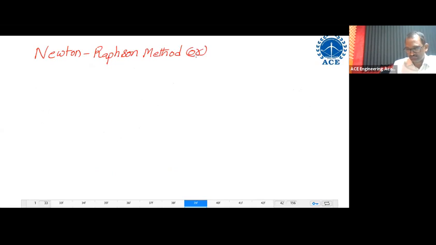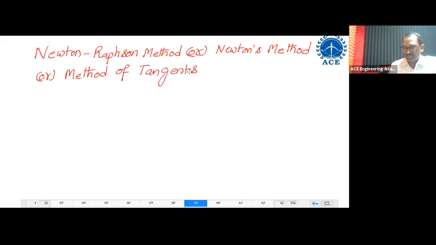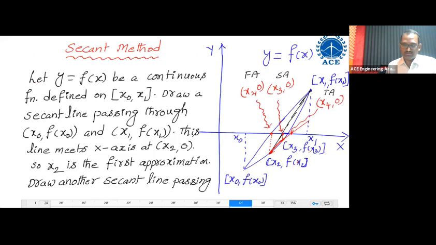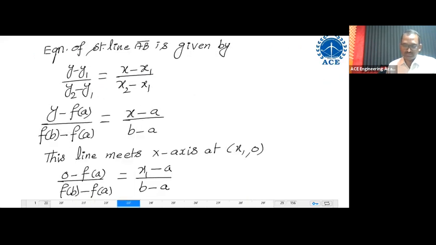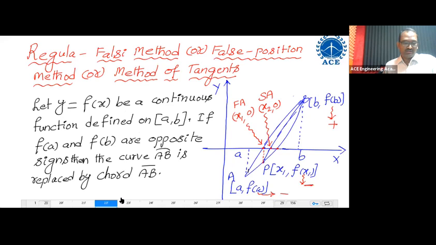Newton-Raphson method is simply called Newton's method. Also called method of tangents. Remember, regula falsi method is called method of chords. Everyone please verify: regula falsi method is called method of chords, not method of tangents.